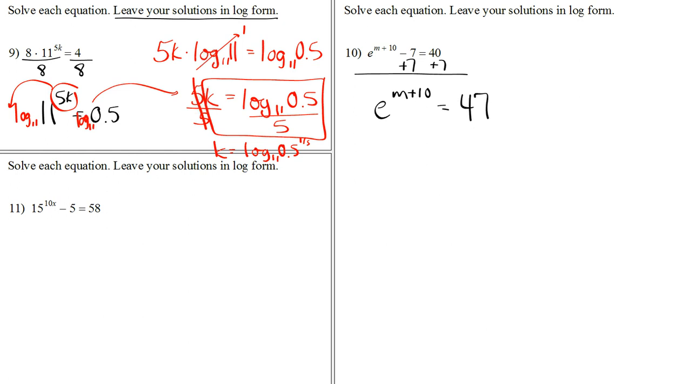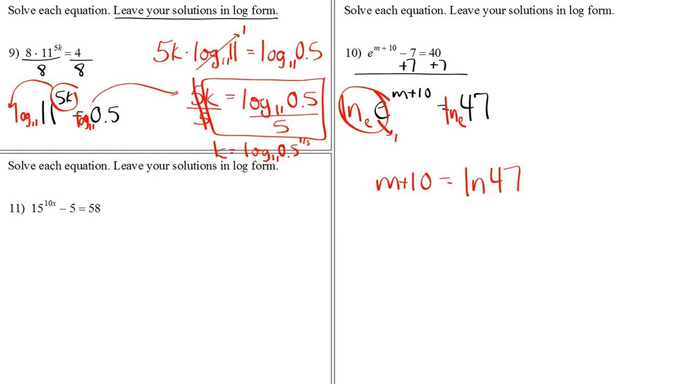All right, and a log with a base of e has its own special designation. It's called the natural log. So what we're going to do is take the natural log of both sides because it has a base of e. Natural log of 47. And this is just 1. The m plus 10 comes down. m plus 10 is equal to the natural log of 47.